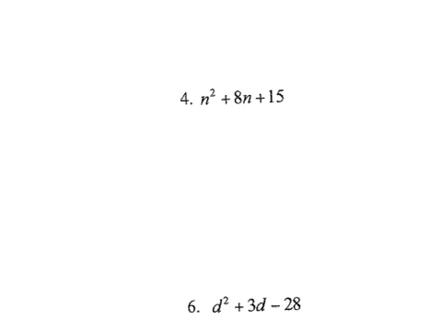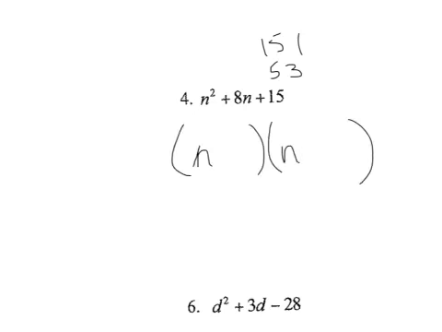So this next one, 15, the factors are 5 times 3 and 15 times 1. You want two things that add to get 8. So that's an n, that's an n. The only way to get n squared is n times n. So 5 and 3, both positive.